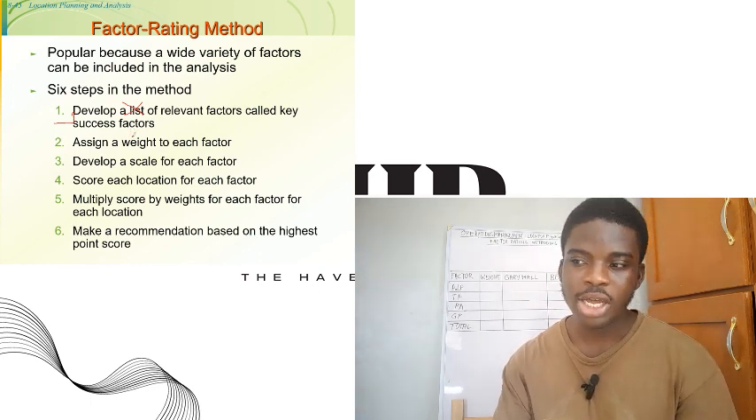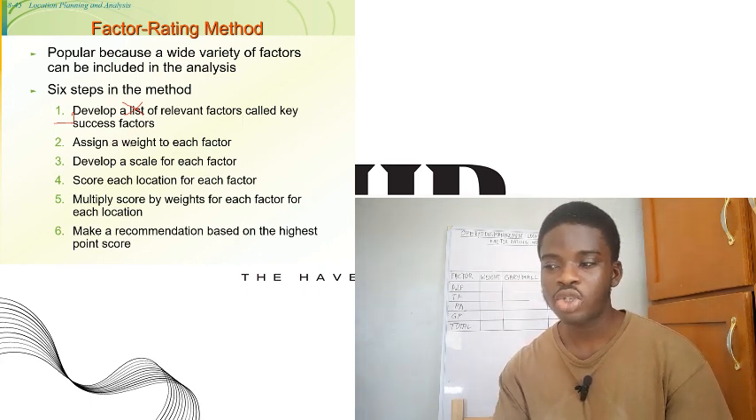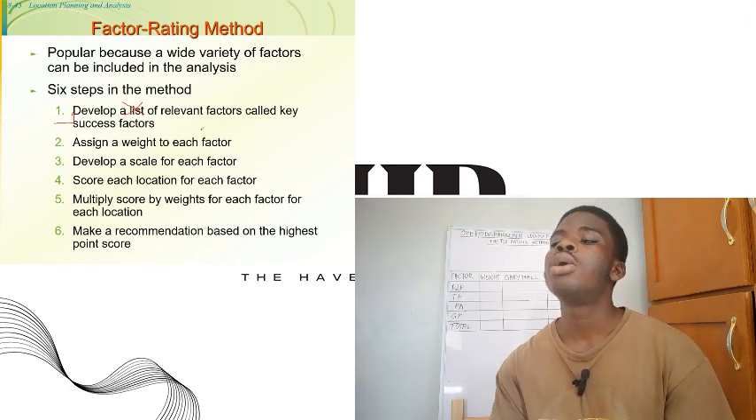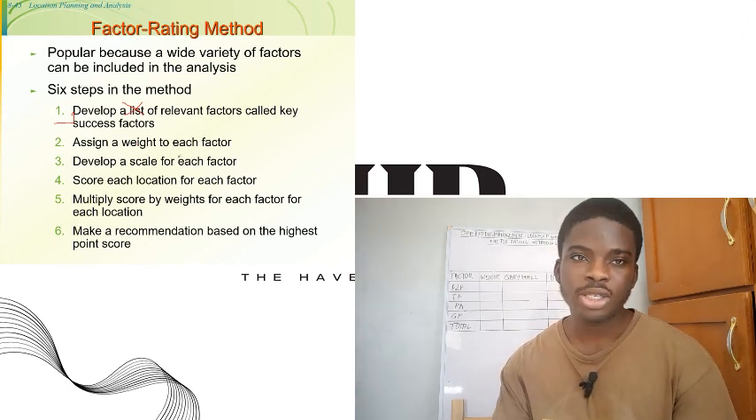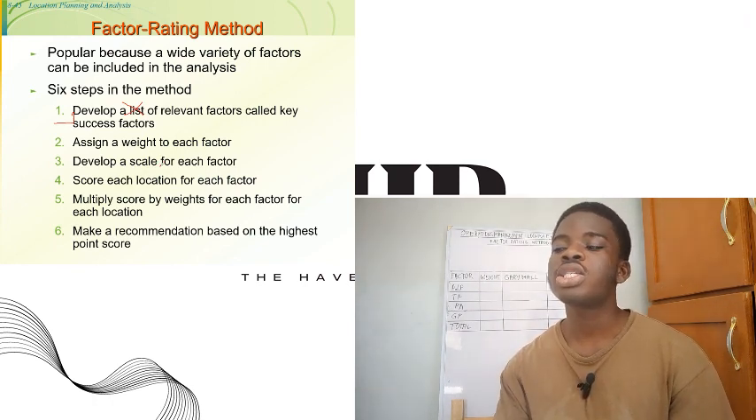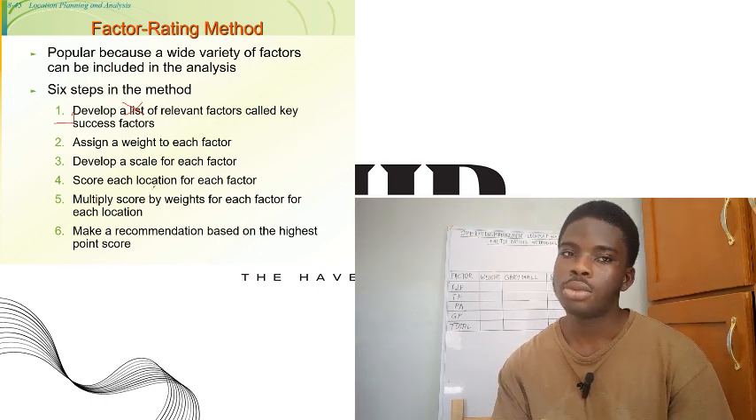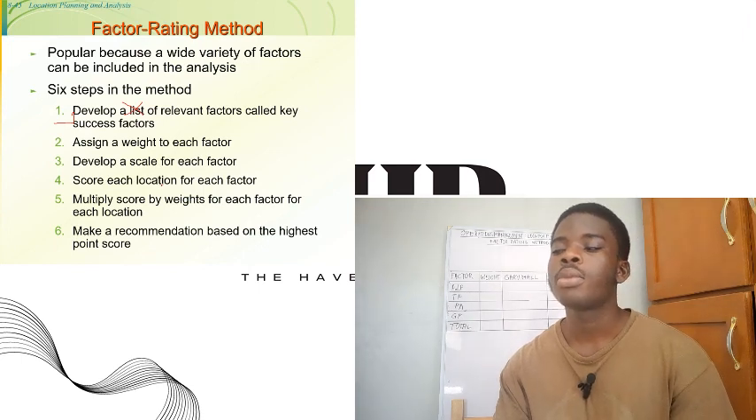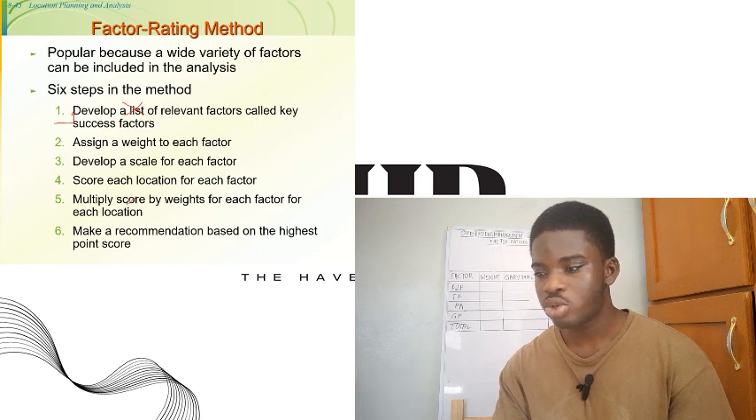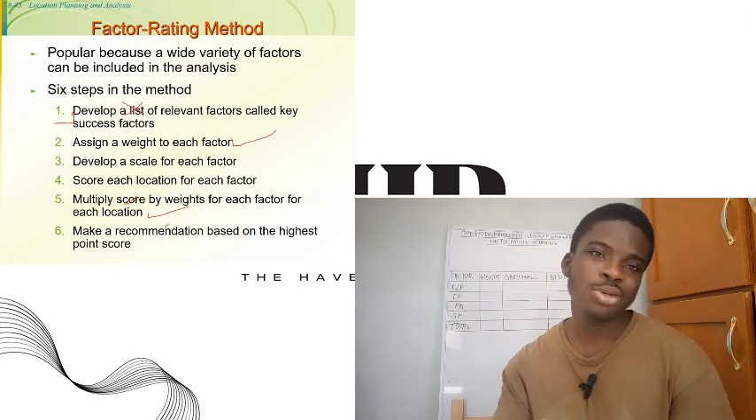You assign a weight to each factor. Sometimes you would have to assign a weight yourself, but it's not difficult, so we'll talk about that. You're not the one who developed the scale, so that's not for you. You score each location for each factor. That will also already be done. You will have to do this one, and you have to make a recommendation. So out of the 6 steps, you only do 3 things.